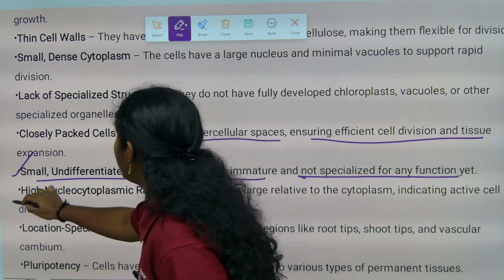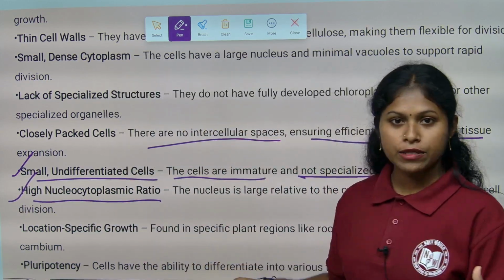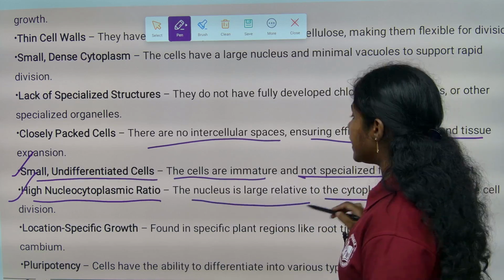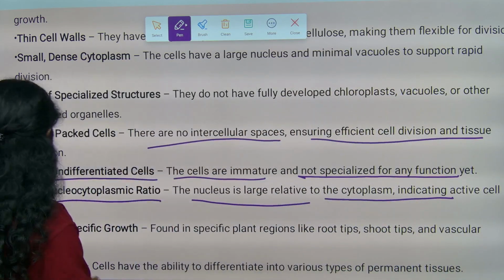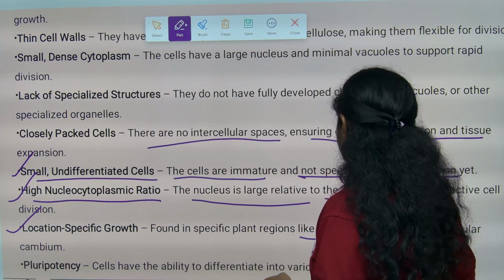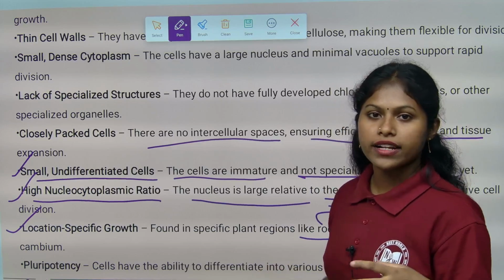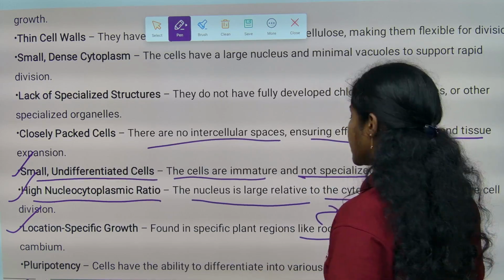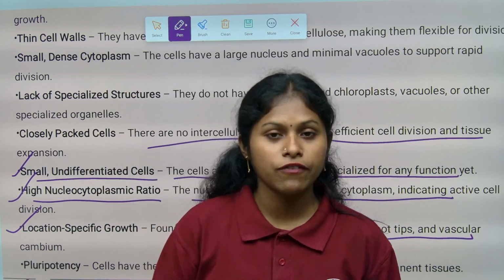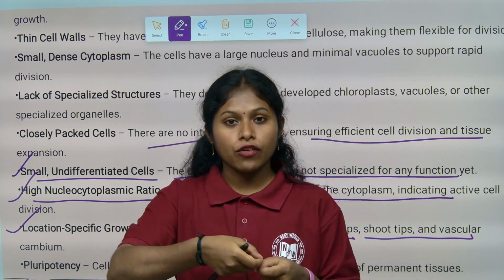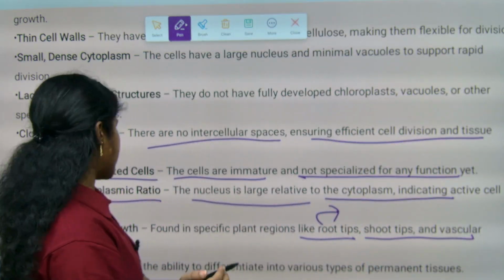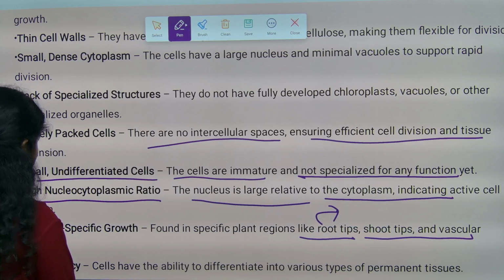They have a high nucleocytoplasmic ratio, because of the cytoplasm the cell division is actively happening. The nucleus is large relative to the cytoplasm, indicating cell division. Coming to the location, they are found in three regions. In root tips and shoot tips, that meristematic tissue we call apical meristem. If they are present on the parallel sides, which means the side of the plant, we call it the lateral meristem. If it is present at the base of the lamina of the leaves, buds, or branch-arising areas, we call it intercalary meristem, right? They have pluripotency. What is meant by pluripotency, children?